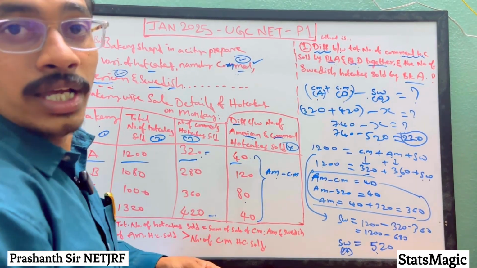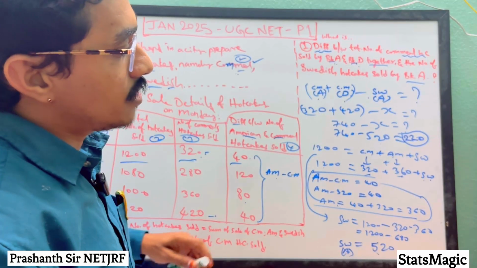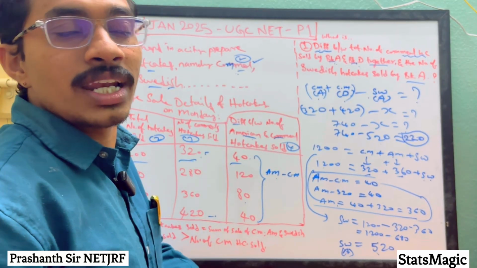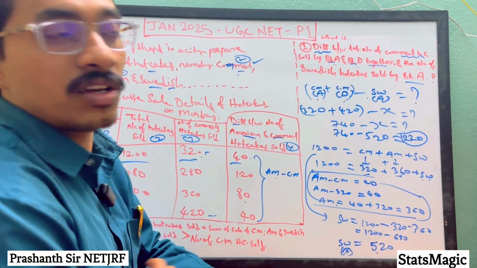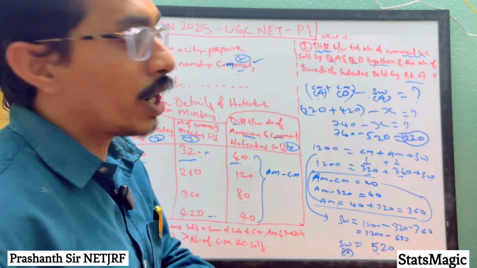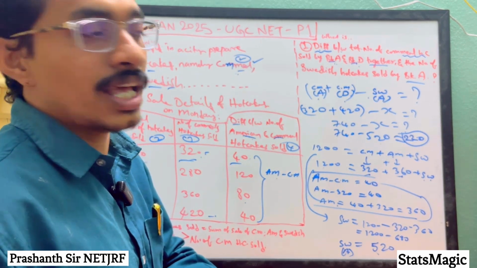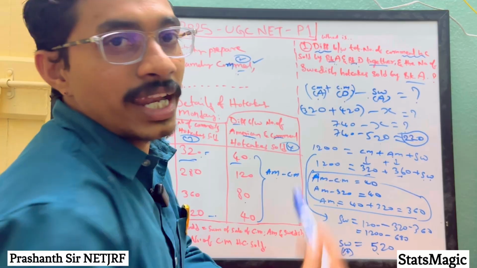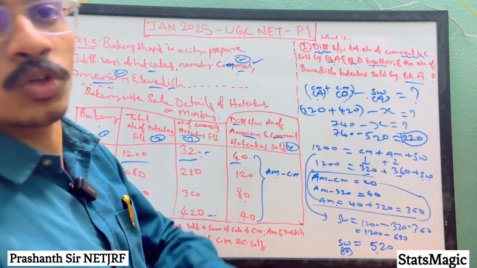Whichever option they gave 220, that is the answer. In none of the options they gave 220. If the last option says none of this, the answer is none of this. They said like 210, 200, 300, so option D, none of this, is the answer. But if they give 220 in any option, that 220 is the right answer. This is how you need to do it.